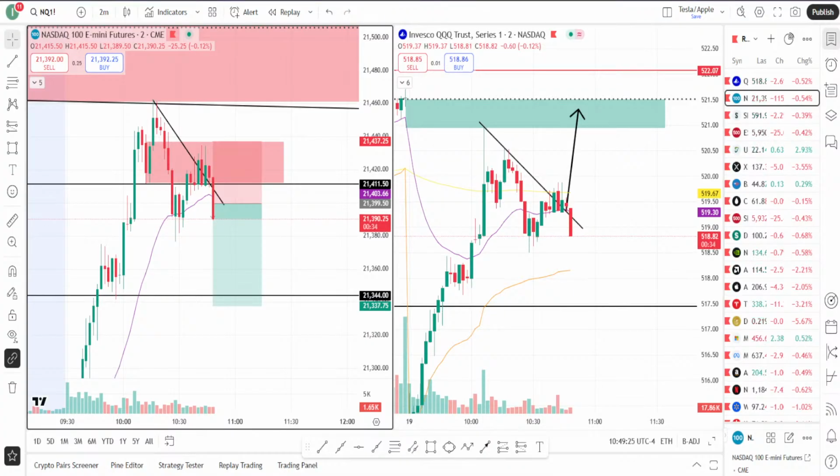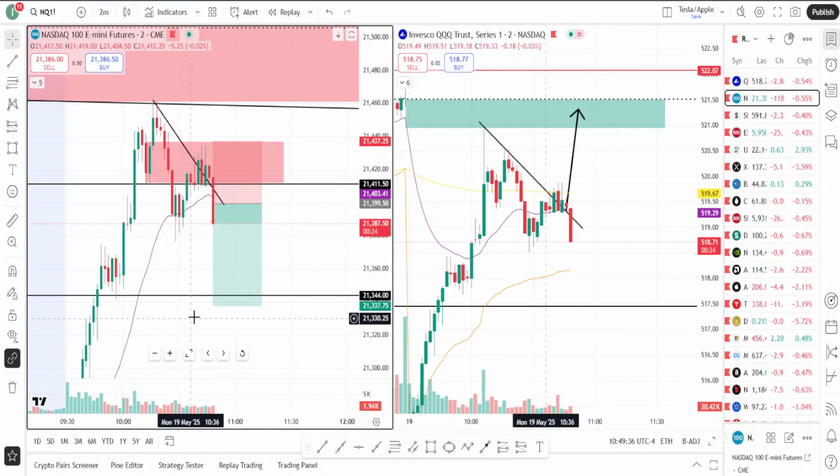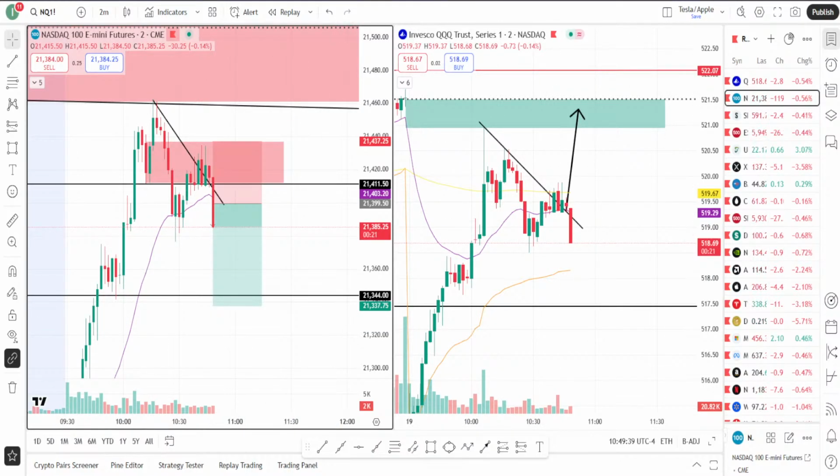Beautiful, beautiful move. Let's go, let's go, let's go. Woo! Nice, man. That was a beautiful move right there. Come on, hold it down, sellers. Yeah, this thing's coming down, man.